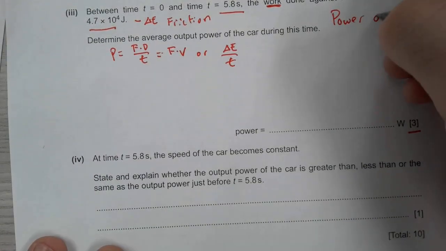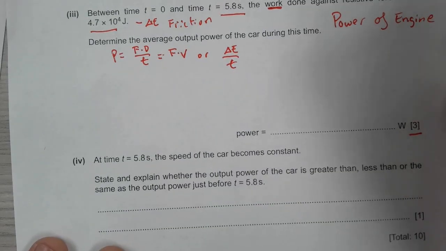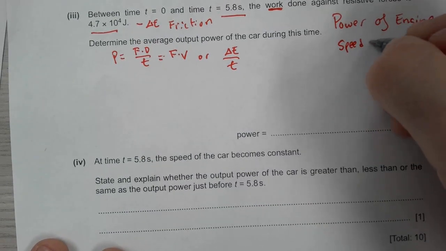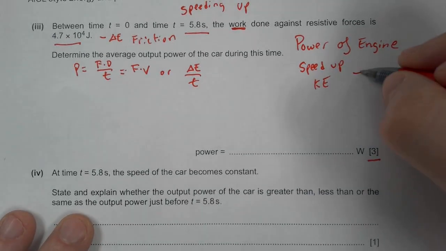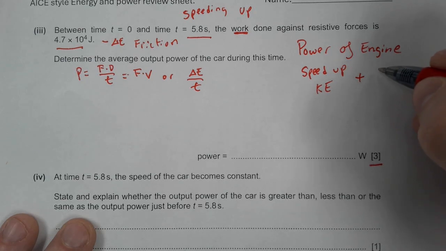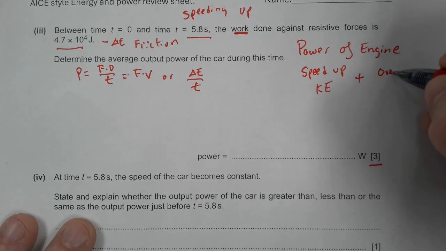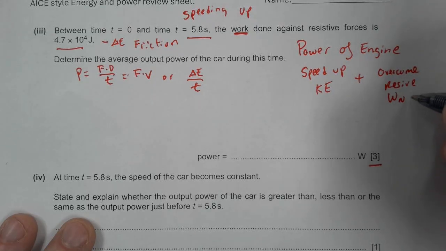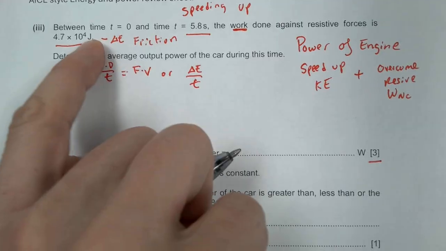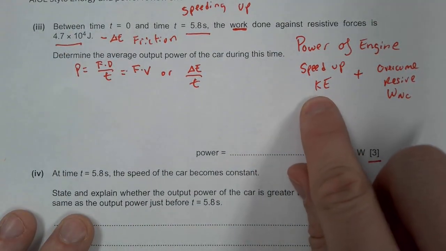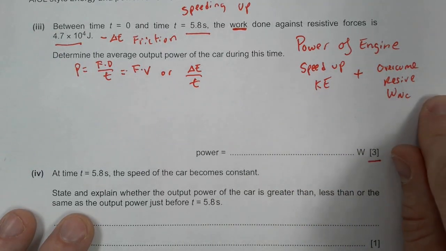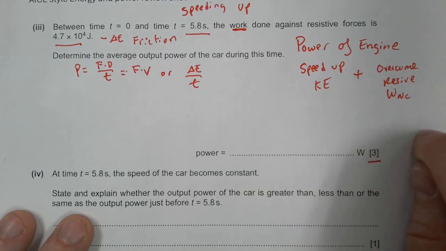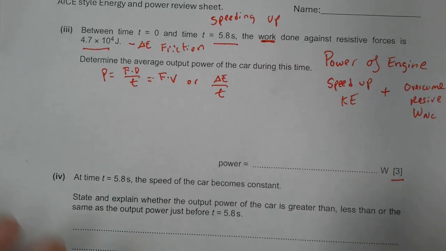The power of the engine had to get us to speed up, so it had to gain that kinetic energy. What else did the power of the engine have to do? Well, it also had to deal with and overcome the resistive work, non-conservative, due to the air resistance and those resistive forces. So it had to gain kinetic energy, and while doing so, it still had to overcome the friction. So it had to do both, which is weird because friction is not going to be negative. It's going to be work that the engine had to overcome.